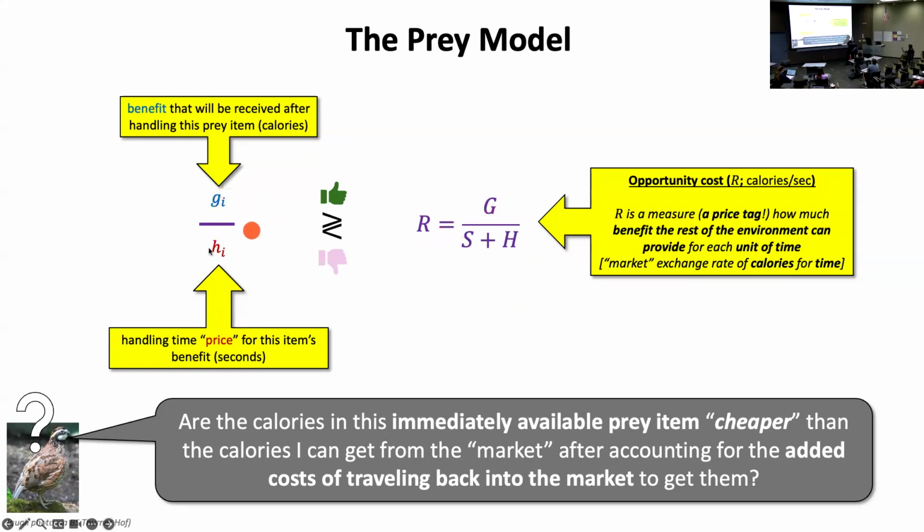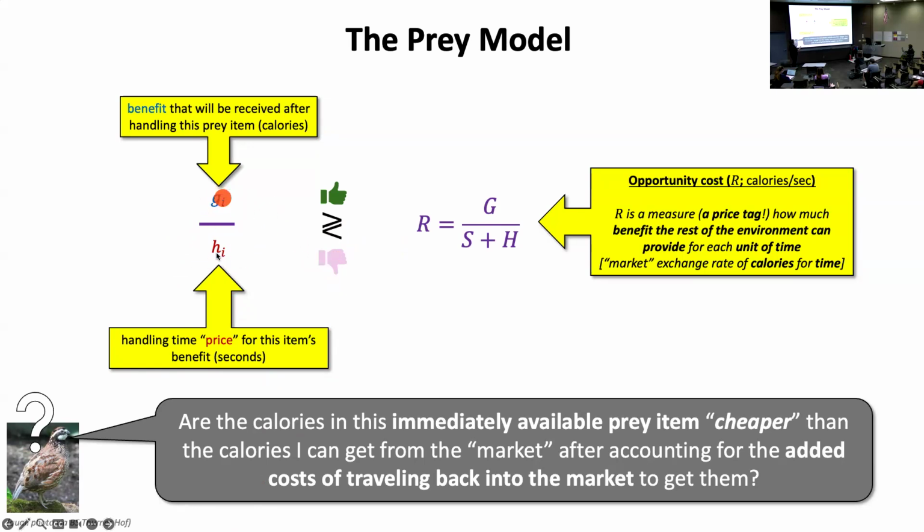But in this case, I'm comparing calories per time to calories per time. So in order to figure out whether you should eat something, you just have to ask, do I get a better exchange rate of calories per time with my current prey item or with the long-term rate of return I'm getting from just searching in the environment? And if the current prey item has less calories for the same time, then I reject that prey item.